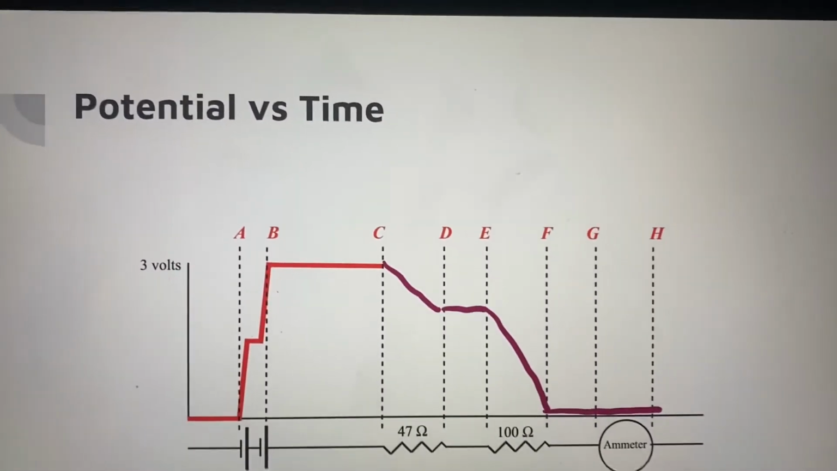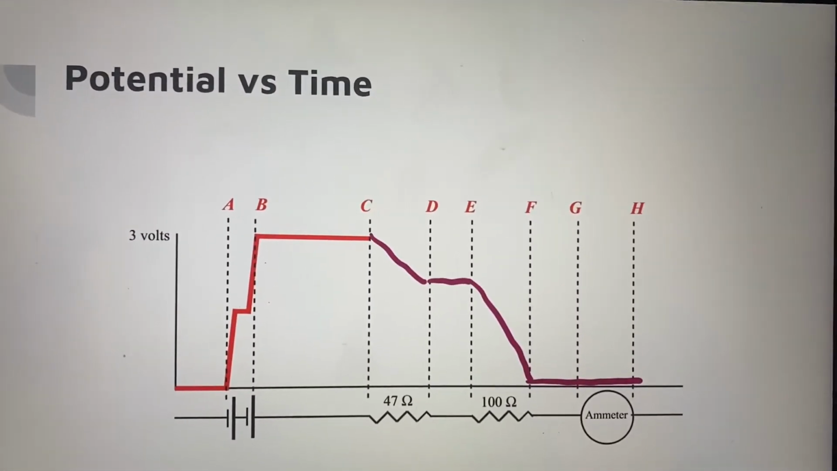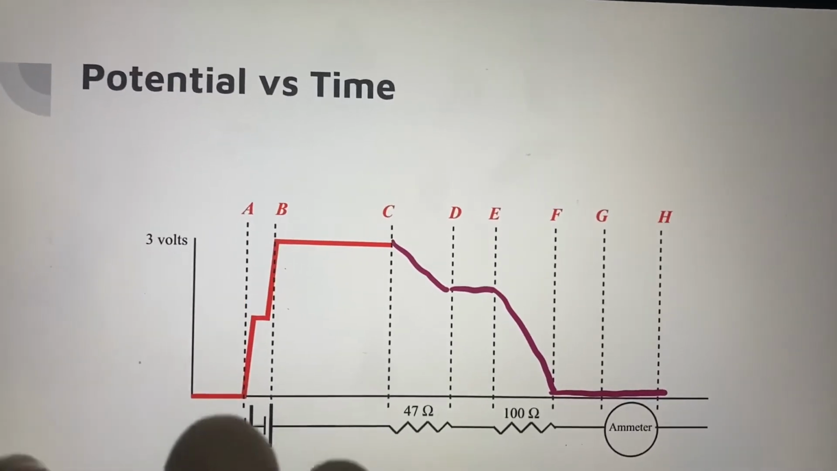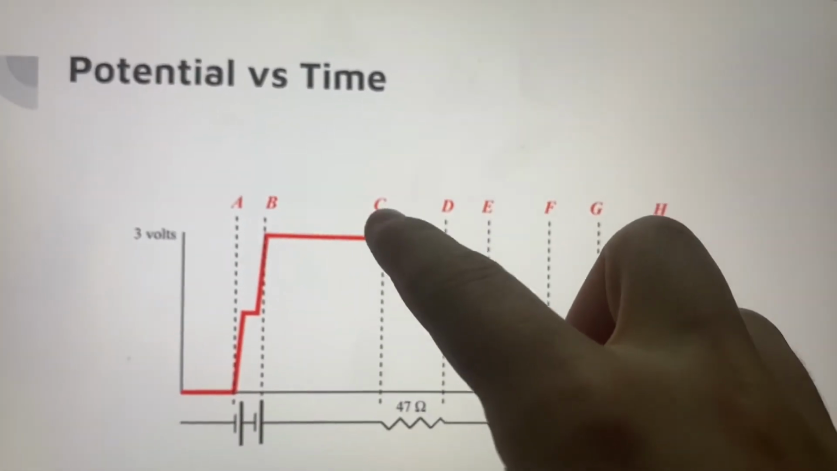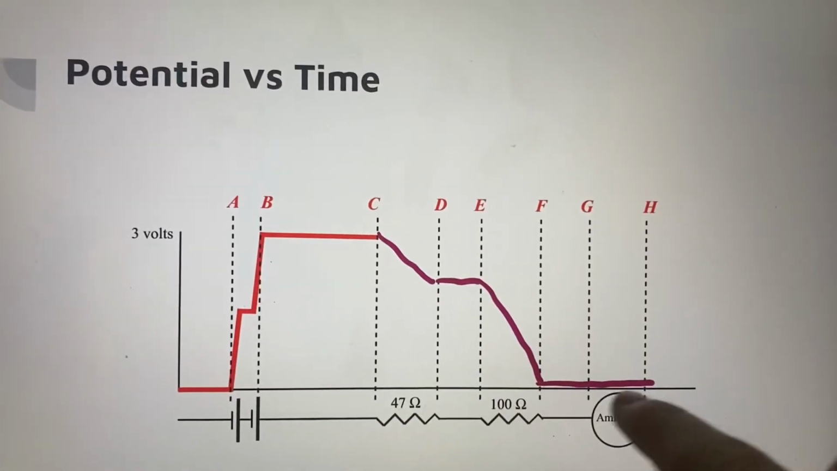This is the graph of potential versus time across the resistor, and this makes sense. It goes up with the 2 batteries, stays stagnant, then drops across the first resistor, then the second resistor, and then it goes back to 0.